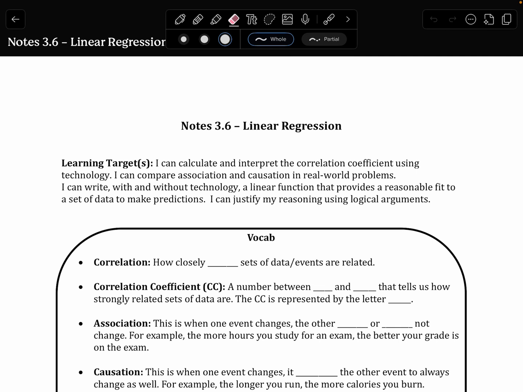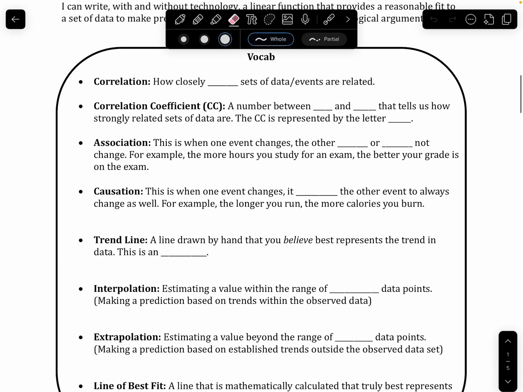So our learning target today is: I can calculate and interpret the correlation coefficient using technology. I can compare association and causation in real-world problems. I can write, with and without technology, a linear function that provides a reasonable fit to a set of data points to make predictions. And then I can justify my reasoning using logical arguments.